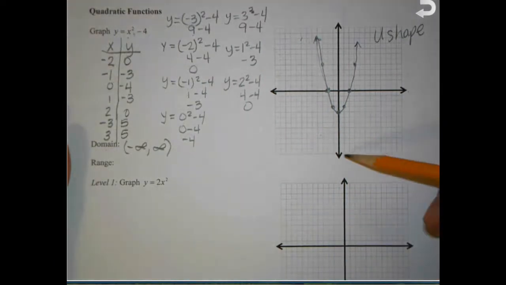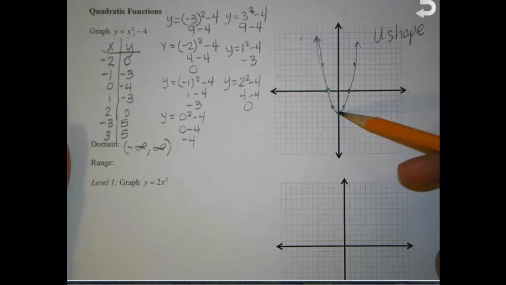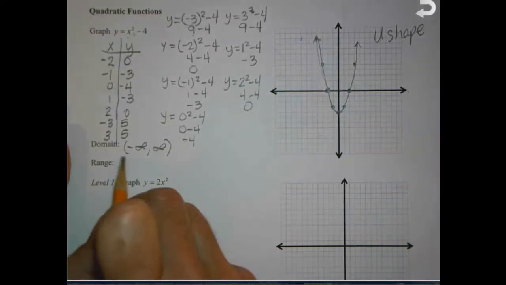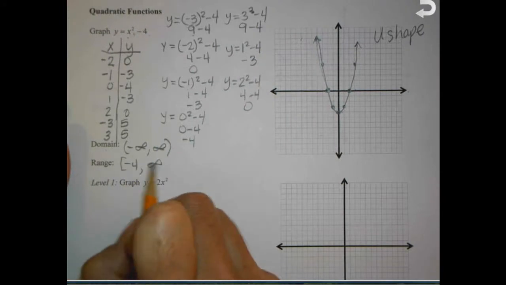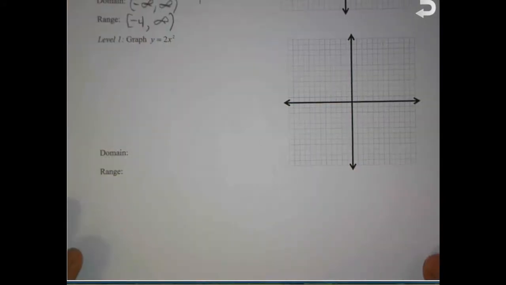Now coming in the y direction, starting down here, I have nothing, nothing, nothing until I get to this point on my graph, which was a negative 4 to positive infinity. Okay, here's one that's a little bit different. You can go ahead and give that a try.